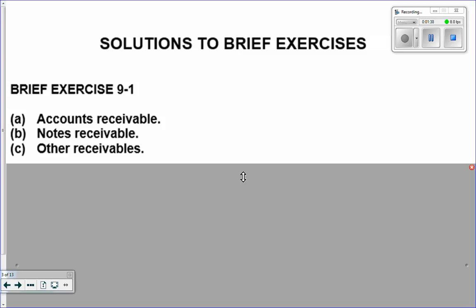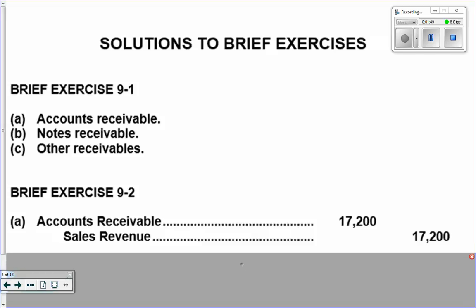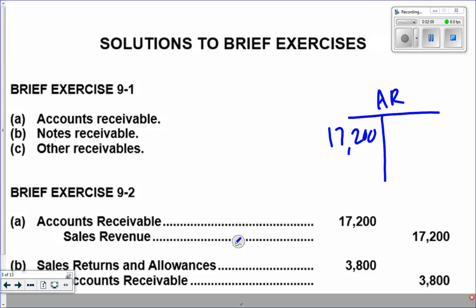Okay, in exercise 9.2, record the following transactions on the books of the RAS company. They're basically really simple, like here is what we sold on account. I had some nice little notes that I wanted to add. I made a little T account as I went and said, here's 17,200. It looks like they returned some, so of course they wouldn't owe that much anymore, for a new balance of 13,400.